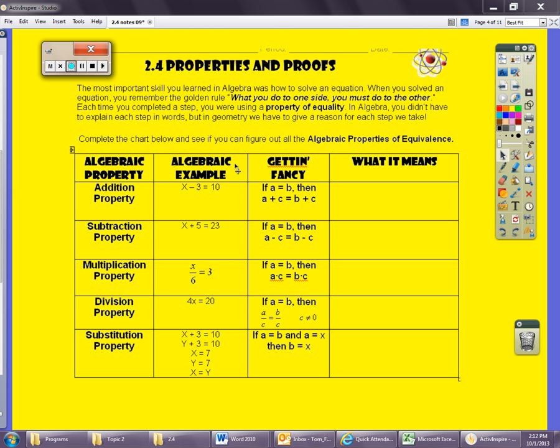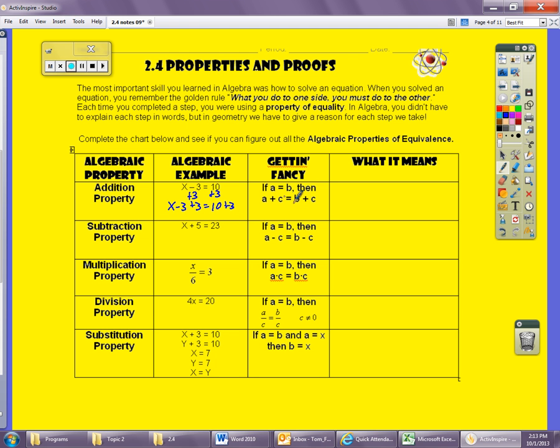Now in algebra, we didn't have to explain each of these steps in words, but in geometry, we have to give a reason for the steps we take. So when we look at this chart below, we have our algebraic property, which is the addition property, and our example. What we can do with the addition property is we would say plus 3 and plus 3. So we'll get x minus 3 plus 3 equals 10 plus 3.